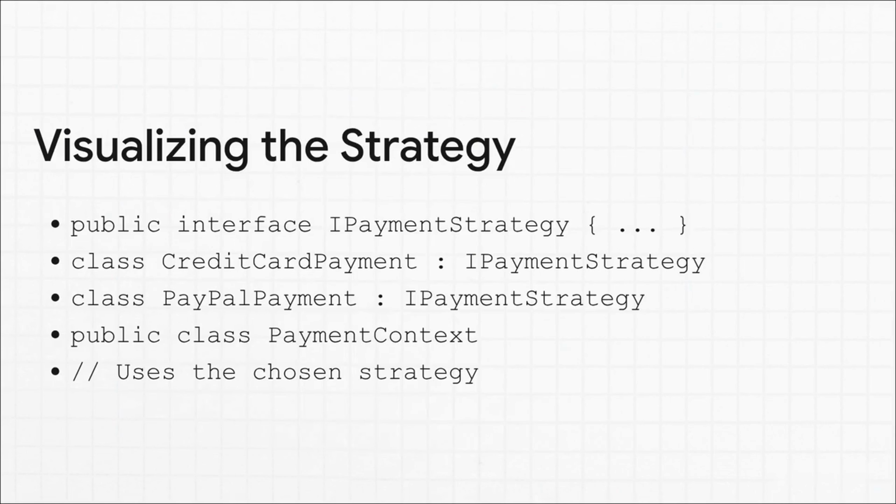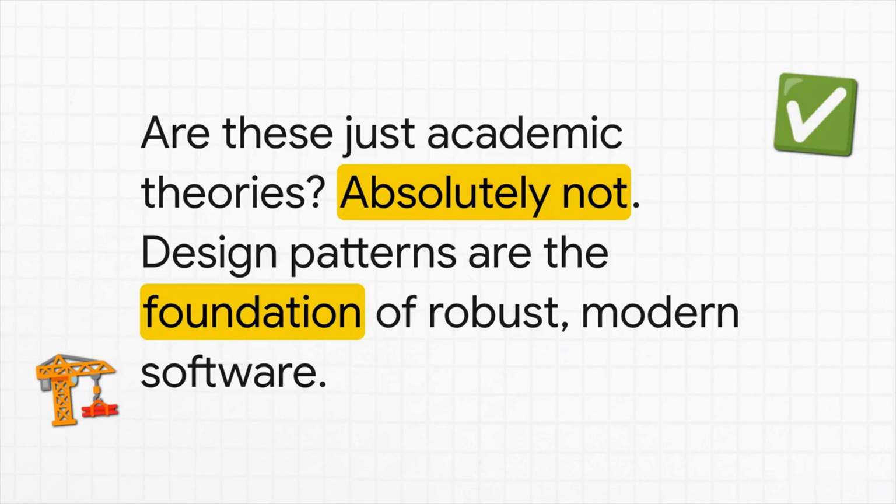So the way this works is you start with a kind of contract, this payment strategy interface. Then each payment method, your credit card logic, your PayPal logic, gets its own class, and they both promise to follow that contract. Now here's the best part. Your main checkout code doesn't care which one it's using. It just knows it has a payment strategy. That means next year, when you want to add Apple Pay, you just build a new class. You never have to touch your core checkout logic. How cool is that?